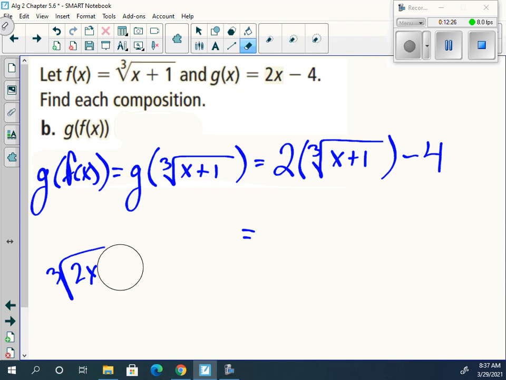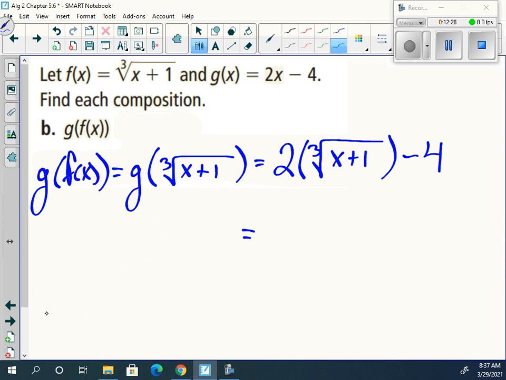But here, do we have that? No, so we just multiply the cubed root of x plus 1 by 2 and get 2 times the cubed root of x plus 1 minus 4. Can we simplify this at all? No.